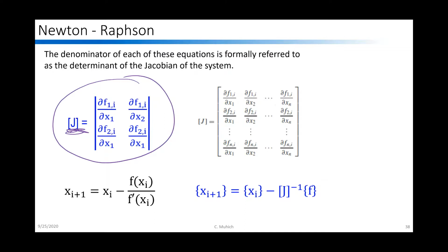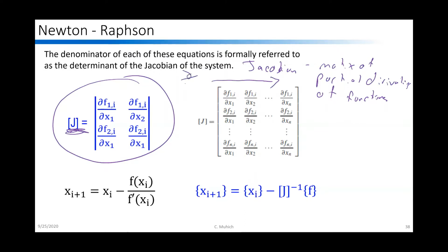Here, our Jacobian is a matrix of partial derivatives of functions. So here in the columns, we have partial with respect to x's, varying x's, and then in each row are the different functions.